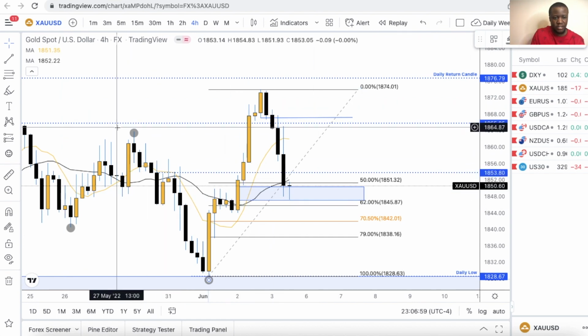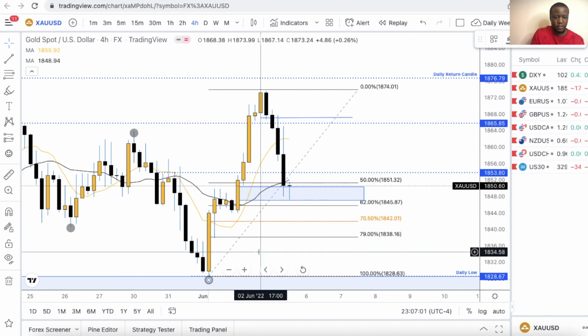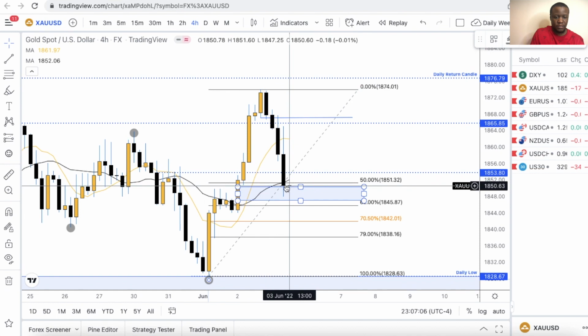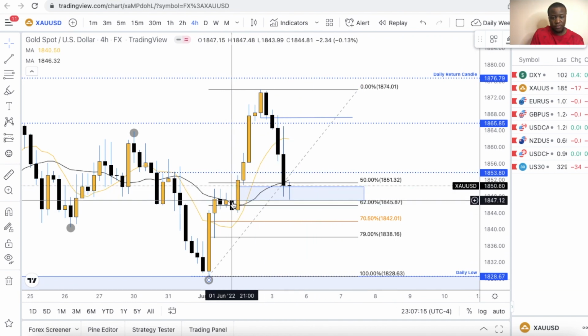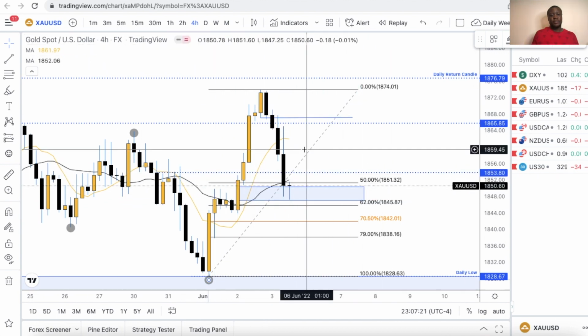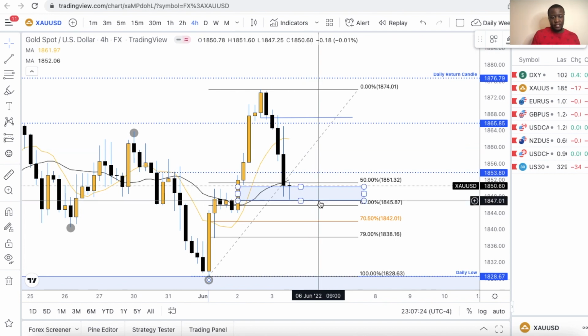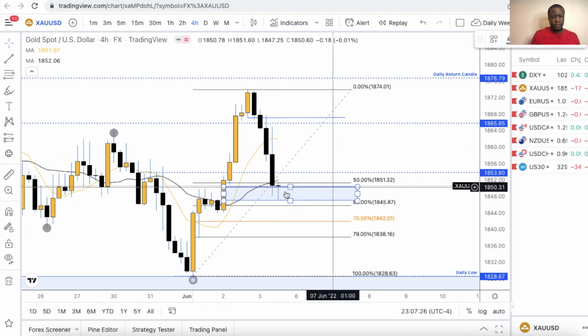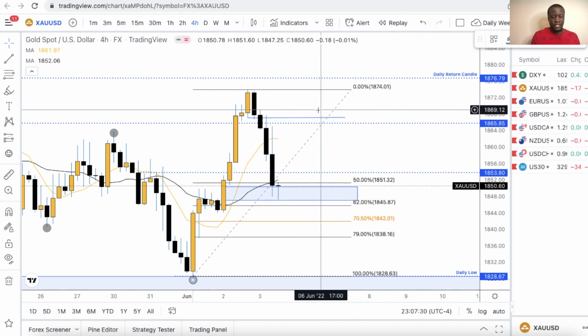So we got break of structure, confluence number 1, confluence number 2, the retracement, confluence number 3, the gap, it's in the gap, confluence number 4, return candle, confluence number 5, below the 50 mark on the Fibonacci. So that is a recipe for the market to move higher. And as well, another confluence, we got the moving averages letting us know that, hey, we're in an uptrend right now.